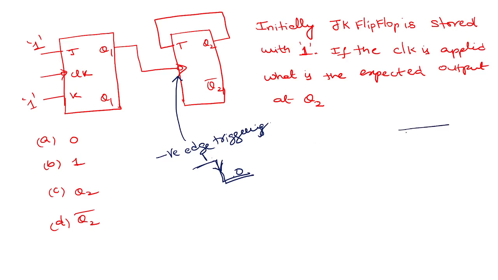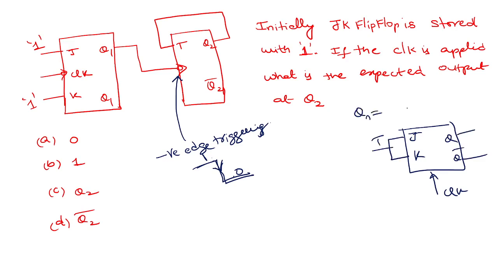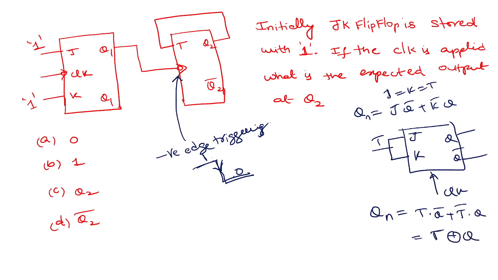a T flip-flop is just an extension of a JK flip-flop. You have J, K, and of course a clock, and Q complement. These two are connected to the same input, which is T. So you know that Qn is JQ bar plus K bar Q, where J equal to K equal to T. So your Qn is TQ bar plus T bar Q. What is this? T XOR Q, if the clock enables the flip-flop. If the clock doesn't enable, then the same state will repeat.